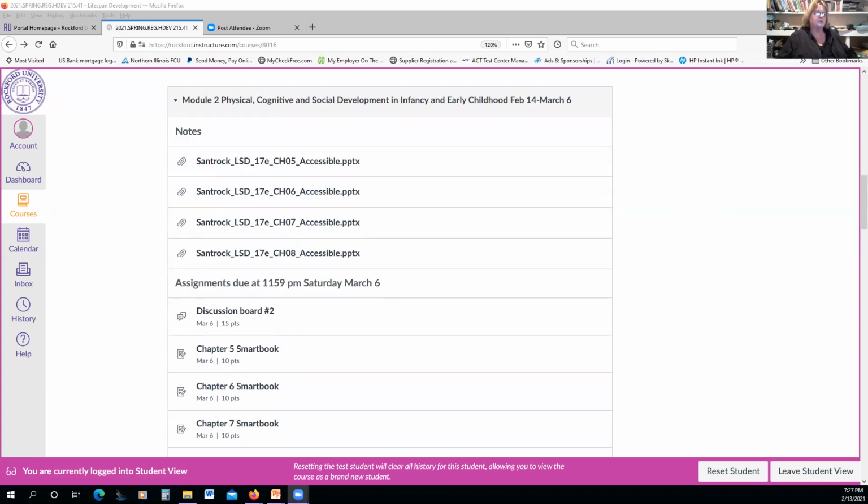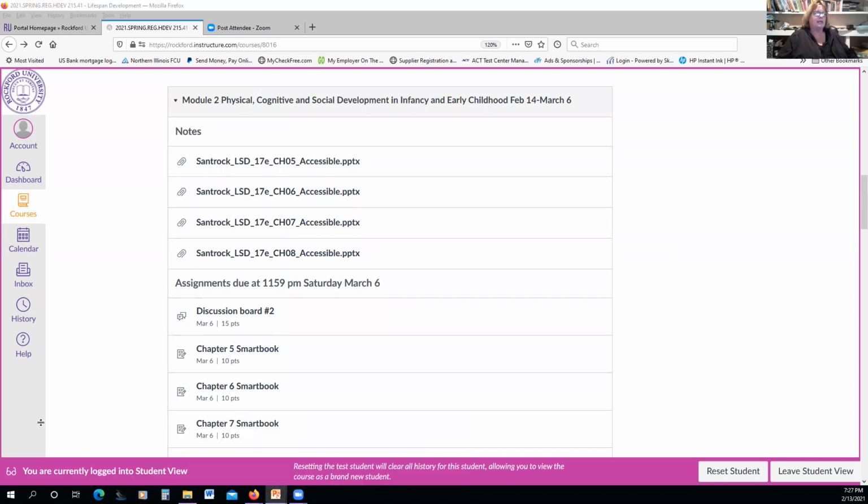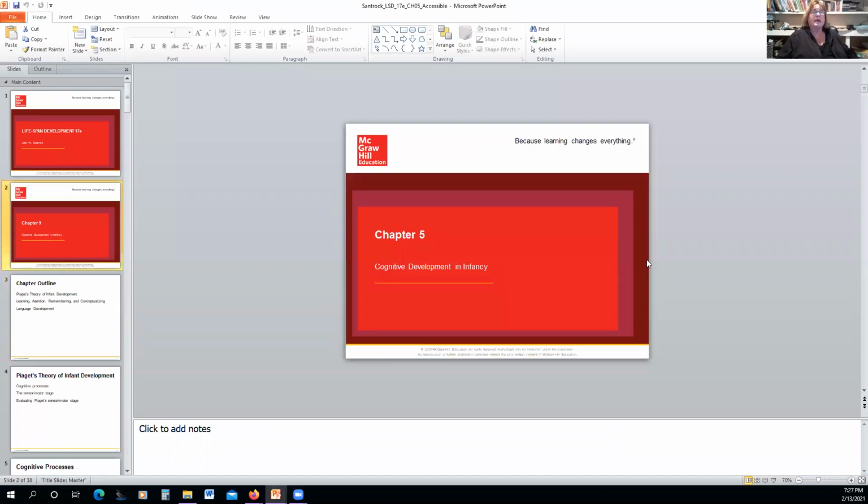So in this module, you have chapters 5, 6, 7, and 8. Chapter 5 is going to be a physical chapter. Or excuse me, 5 is a cognitive chapter. That's right, because your chapters are a little off. Normally, we go physical, cognitive, and then social, emotional. In this beginning part, chapter 5, we jump right into the cognitive. You had the physical stuff in chapter 4, and then we'll go on to the social, emotional.